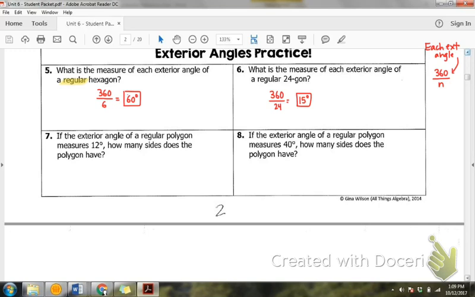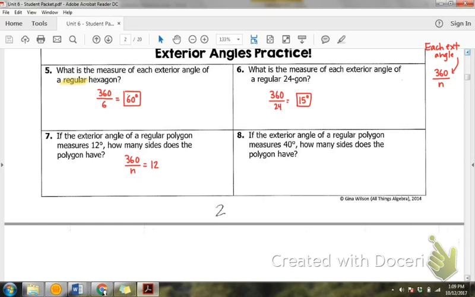All right, let's look at number 7. It says, if the exterior angle of a regular polygon measures 12 degrees, how many sides does it have? So now they're giving you the answer, and they want you to figure out n, right? So it's a good thing that we have a formula. We know that 360 divided by n. This time they're telling me it has to equal what? 12. So here's our equation.